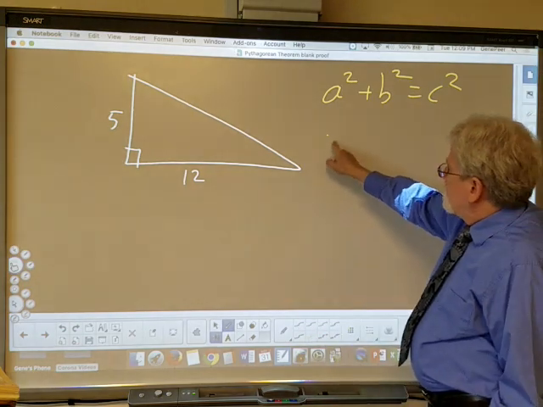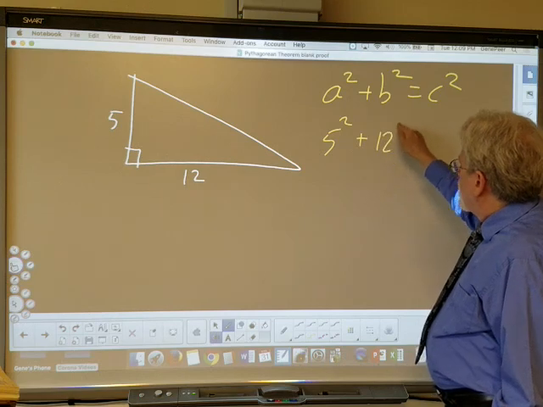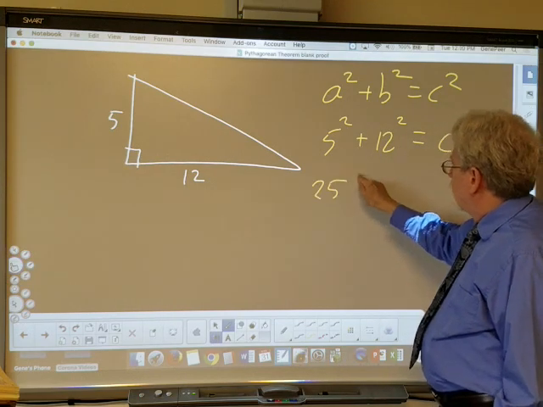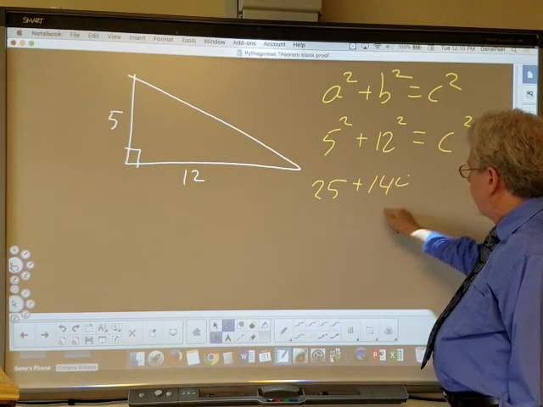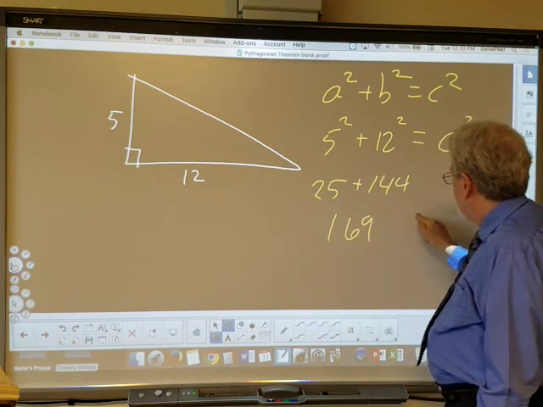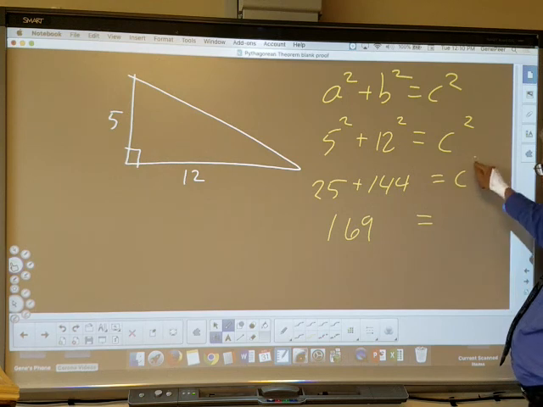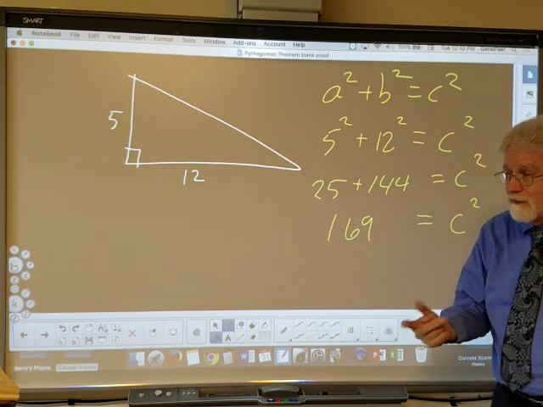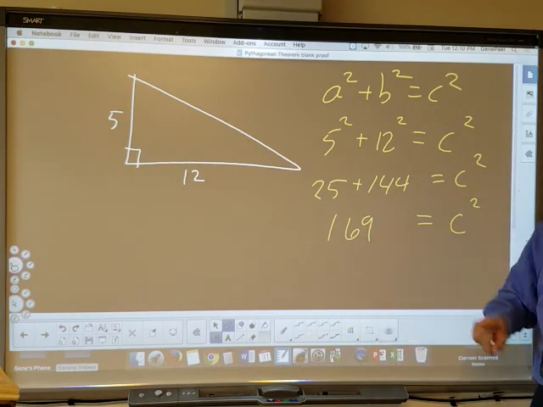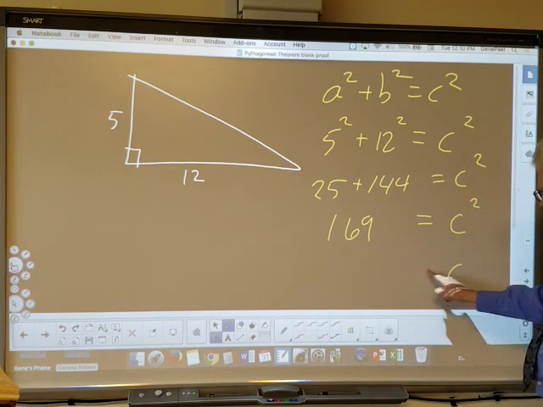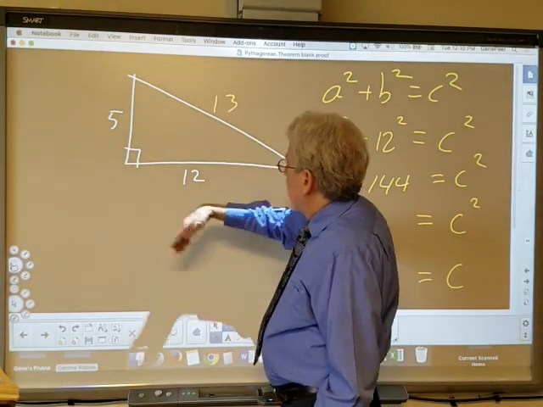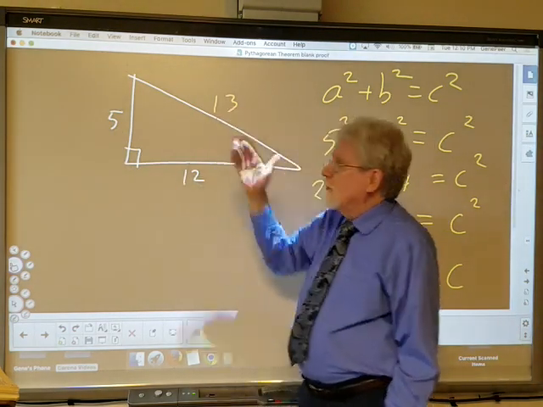So what do we have? We have 5 squared plus 12 squared equals c squared. 5 squared being, of course, 25. 12 squared is 144. Add those two, we get 169. Hey, does that number look familiar? 169? We talked about that one last time. Yes, we do know the square root of 169. C is 13. So if the legs are 5 and 12, the hypotenuse is 13.